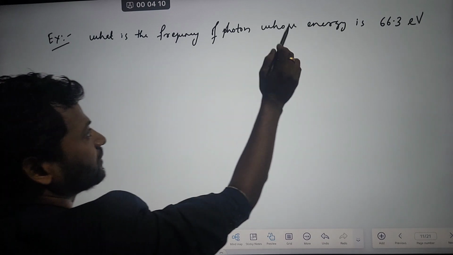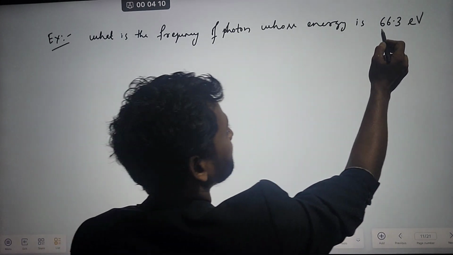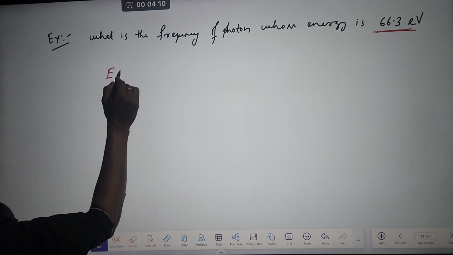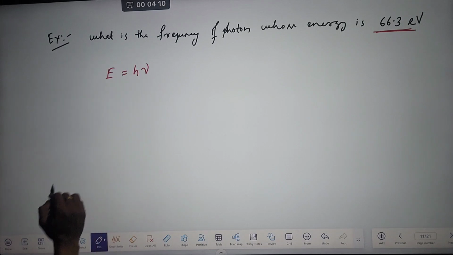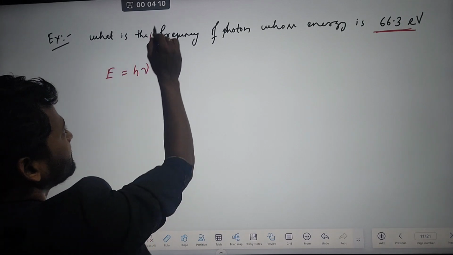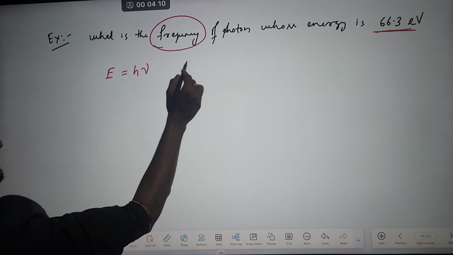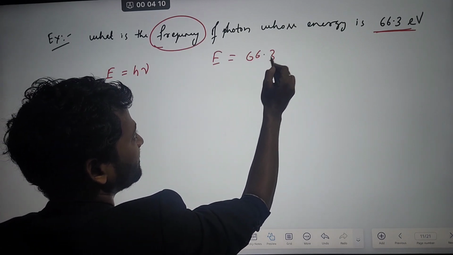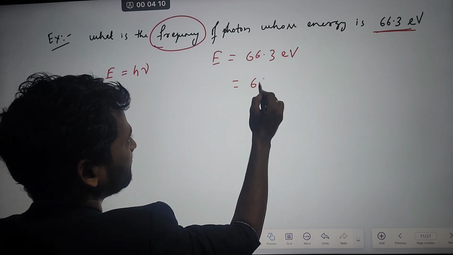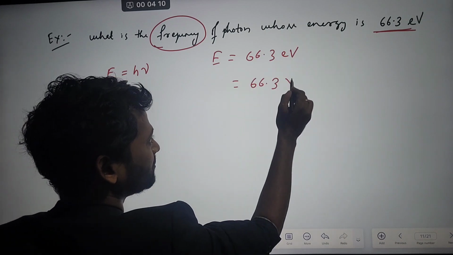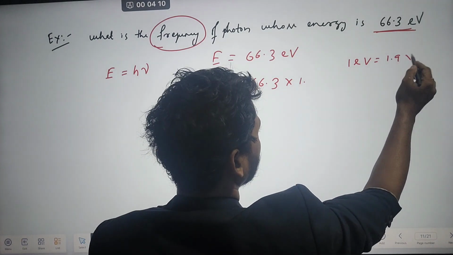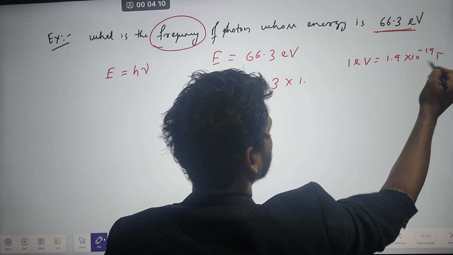What is the frequency of a photon whose energy is 66.3 electron volt? See, what formula did I say for the energy of a photon? E is equal to h mu. The question is you have to find out frequency, meaning your energy is given, 66.3 electron volt. So first of all we'll convert from electron volt to joule. As I have told, 1 electron volt is 1.6 into 10 to the power minus 19 joule.